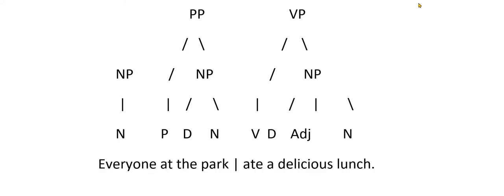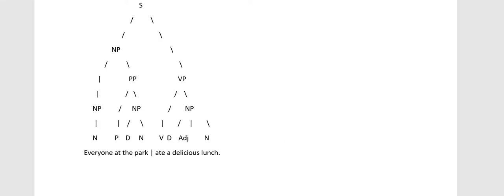Now we group the verb and the noun phrase together as the verb phrase, and we can complete the preposition in the noun phrase, which is a prepositional phrase. Finally, we have the sentence, which consists of a noun phrase and a verb phrase.